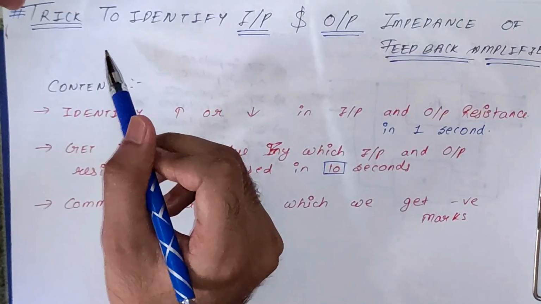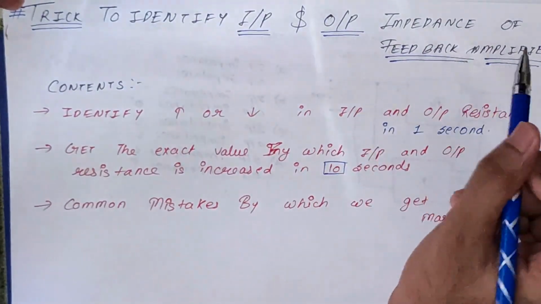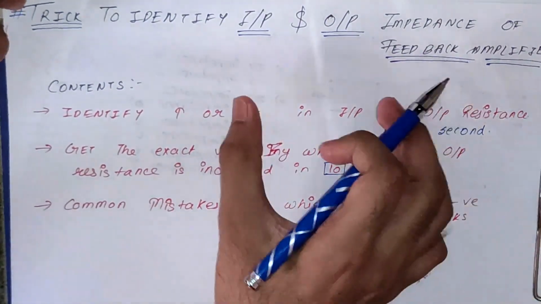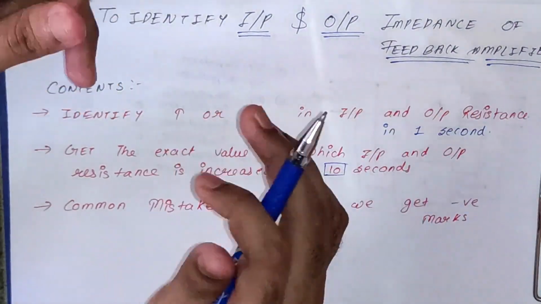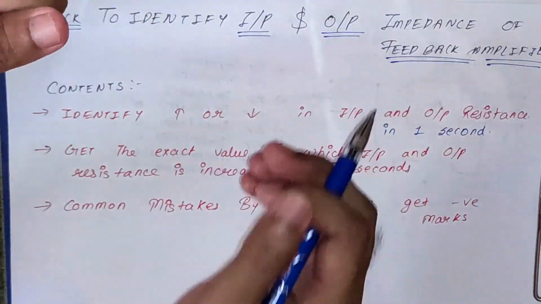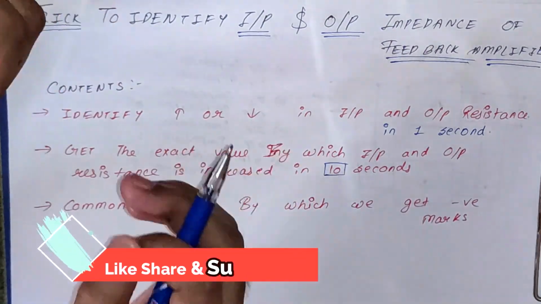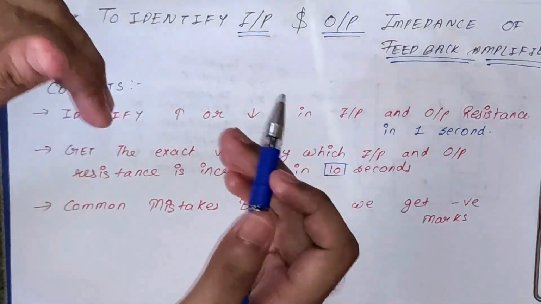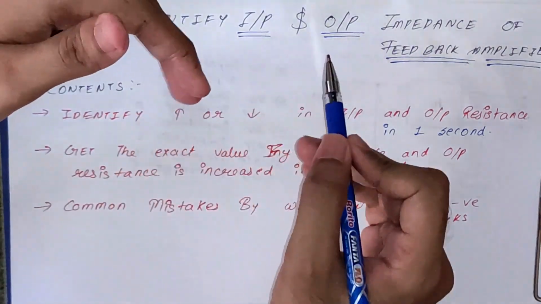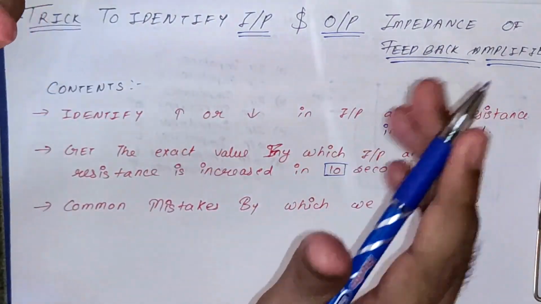Hello friends, today we are going to see the trick to identify input and output impedance of a feedback amplifier. Let me tell you, this will be the last trick on the chapter feedback amplifier. We have already seen how we can understand feedback amplifier in just 10 minutes. We have seen the trick to identify the type of feedback amplifier in just 1 second. And this one is the last one where we are going to see how we can identify input and output impedance of a feedback amplifier in just 1 second.